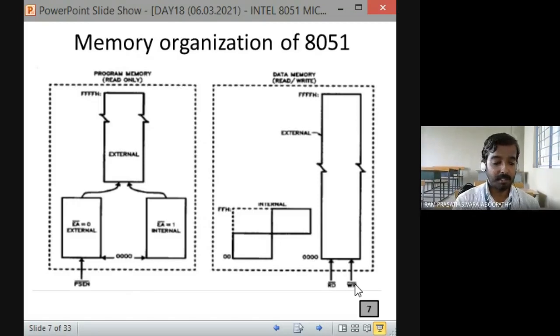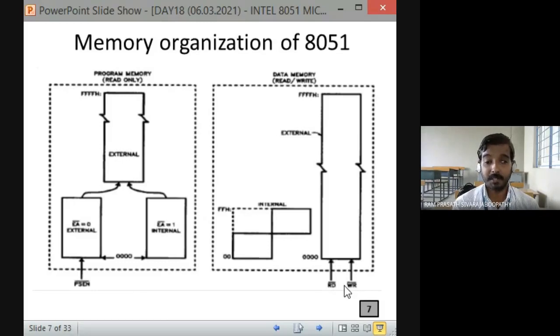See, the 64 KB ROM and RAM both use a common address, correct? Which signal distinguishes whether we are going to read the program memory or the data memory? In the case of code memory, it is PSEN bar. In the case of data memory, it is RD bar. Is it clear to all of you? Yes or no?